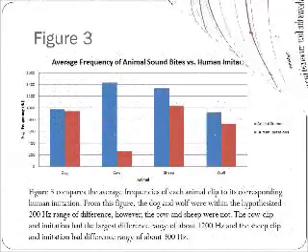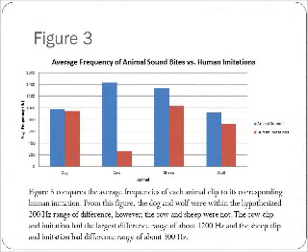This figure compares the average frequencies of each animal clip to its corresponding human imitation. From this figure, the dog and wolf were within the hypothesized 200 Hz range of difference. However, the cow and sheep were not. The cow clip and imitation had the largest difference range of about 1200 Hz, and the sheep clip and imitation had a difference range of about 300 Hz.